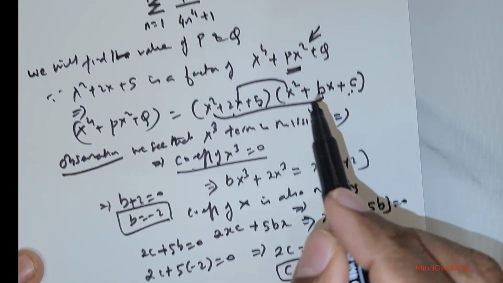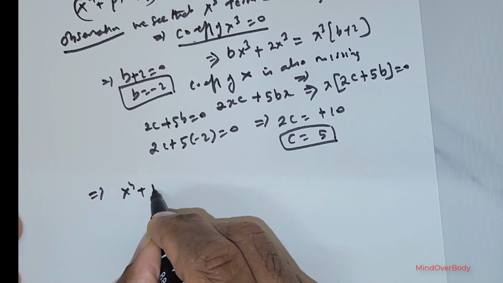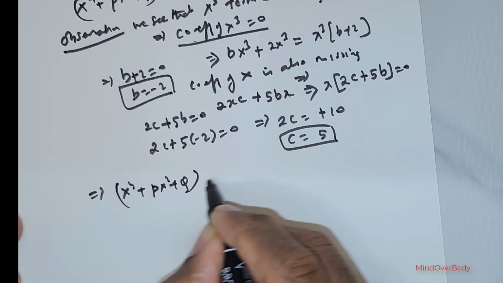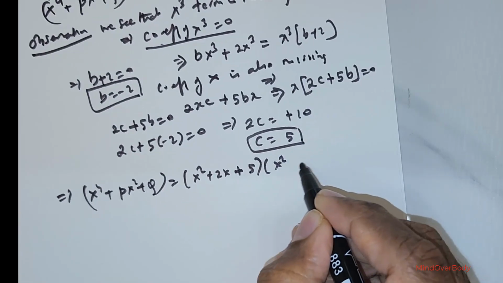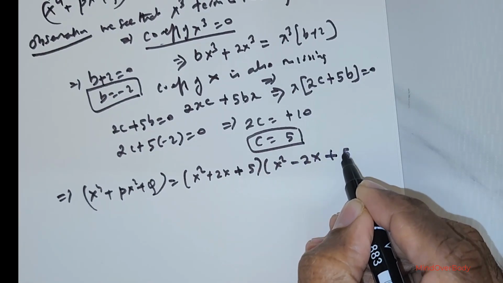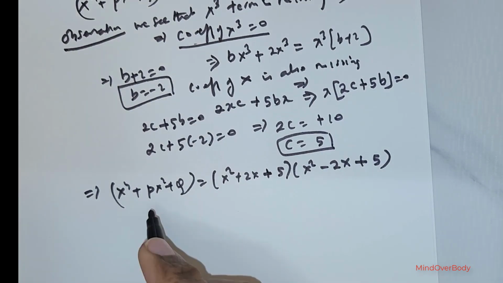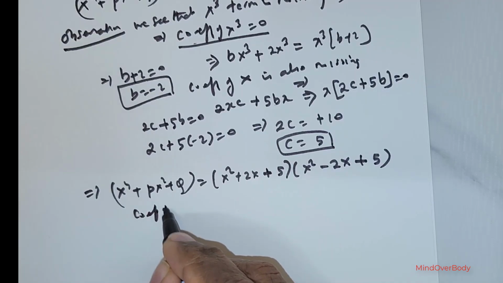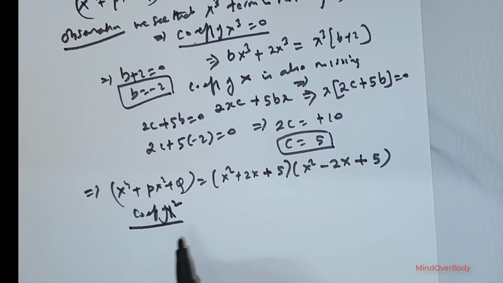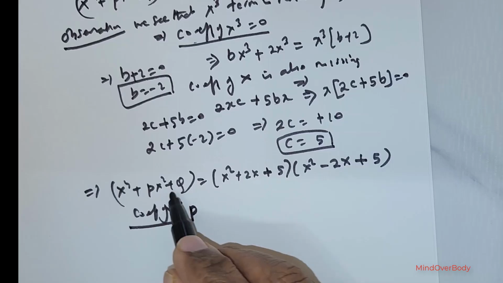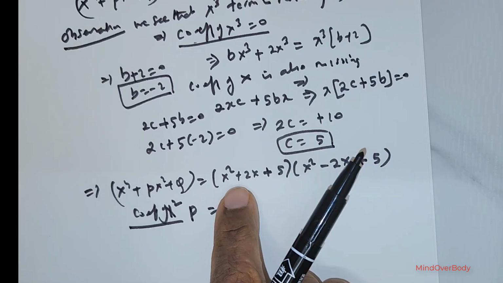We have obtained b and c. So this means x to the power of 4 plus p x squared plus q is equal to (x squared plus 2x plus 5) times (x squared minus 2x plus 5). So this is easily obtained. Now we have to get the value of p. The coefficient of x squared is p here. Now we need to get the coefficient of x squared. So how do we get that?